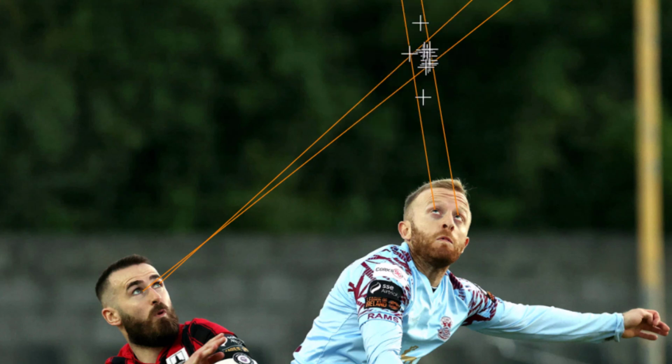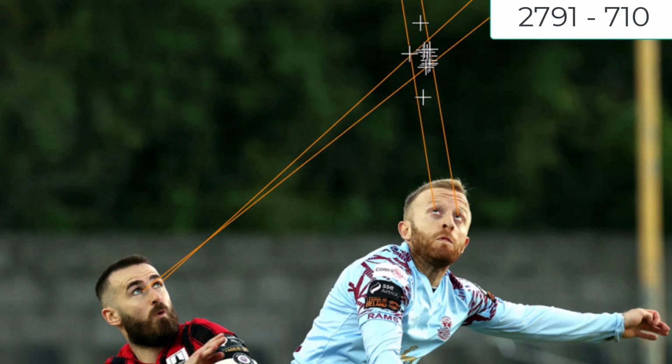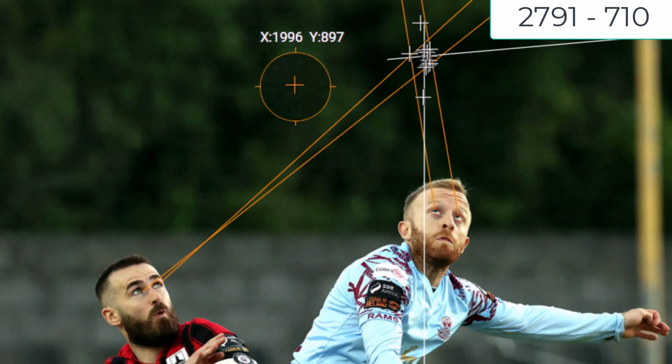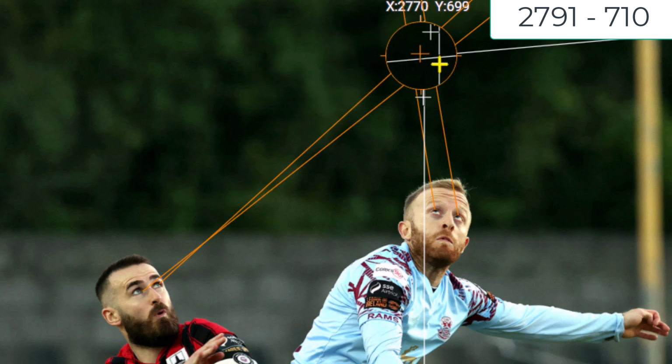Where is the average? What is the average? I don't think it's working properly, so I might have to draw some lines through it. So the average is 2791,710. Bear with me while I draw some lines through it. We'll skip to that bit in a second. So as we expected, I've drawn some white lines so you can see that the average is right in the middle there.